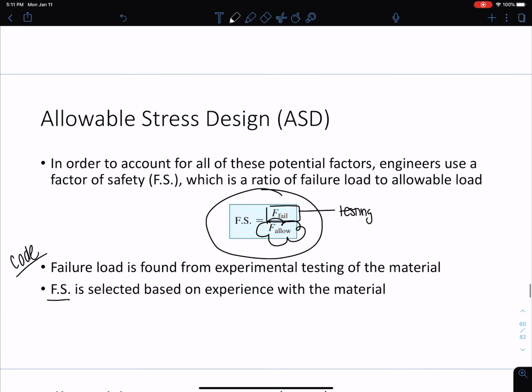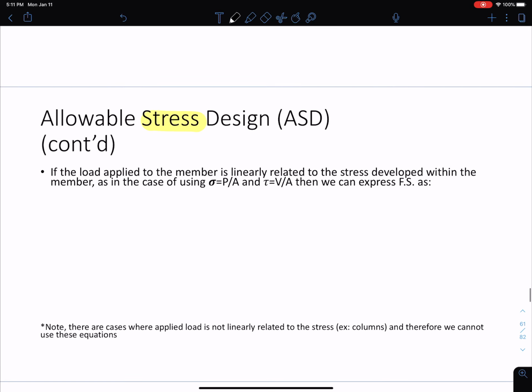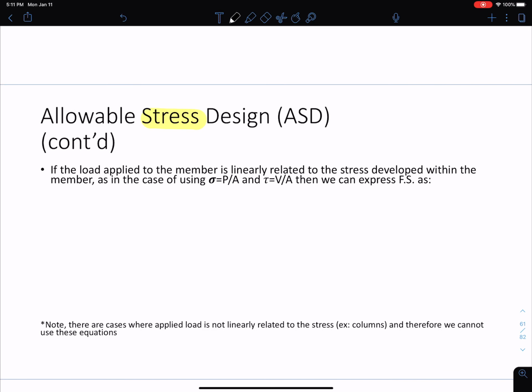Okay. Now, allowable stress design, ASD, right? You might have noticed that there's a key word here, which is stress. So if the load is applied to the member and it is linearly related to the stress developed within the member, which is the case for all of our problems right now, we can also express our factor of safety in terms of stress. So we can say it's also in terms of sigma fail divided by sigma allowable. And we can also write it as tau fail over tau allowable.